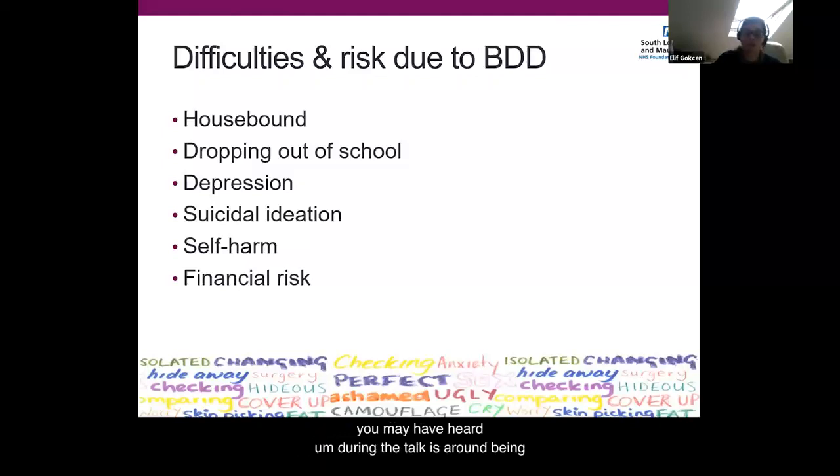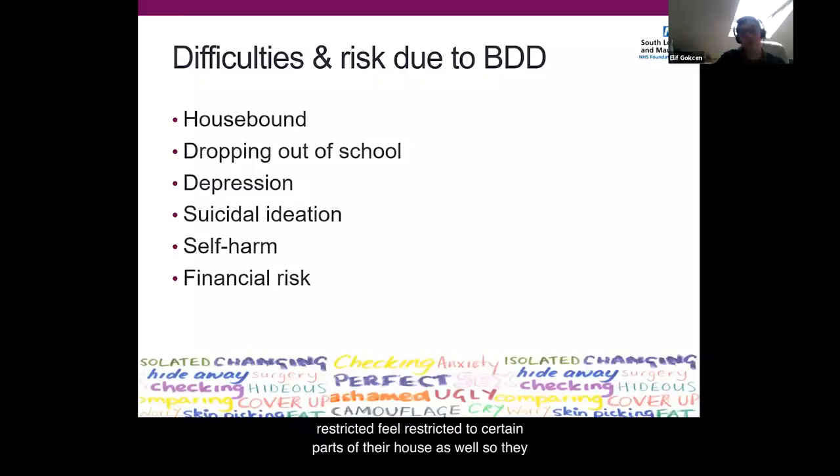Some of these, as you may have heard during the talk, are around being housebound. Because of the distress experienced from the appearance concerns, young people might find that a way of avoiding this is to not leave the house, and they feel less anxious in that environment. This can mean they're unable to go out to the shops, spend time with their friends, and sometimes even feel restricted to certain parts of their house. They might find it difficult to step out into the garden too.